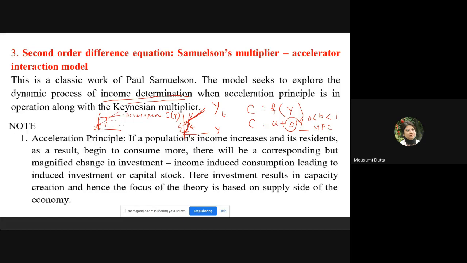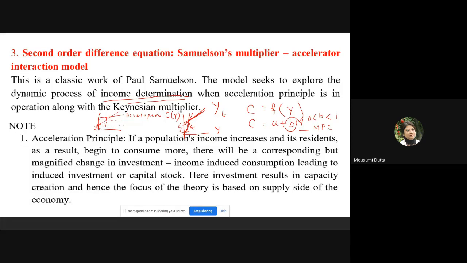That means you belong to a country where the starting consumption is very low, and as income is changing, mostly that changed income is going into consumption rather than savings. Got the point? Yes, ma'am. Thank you so much.